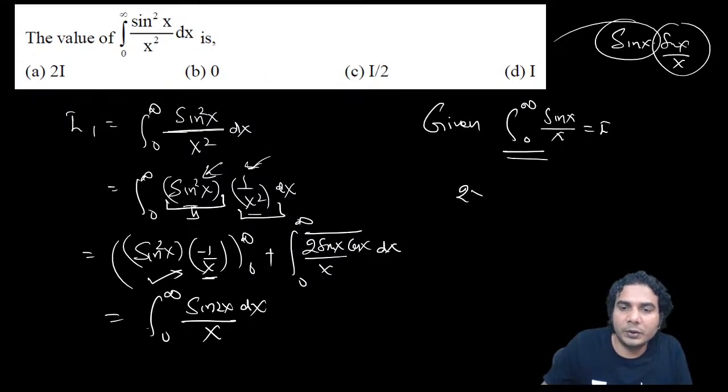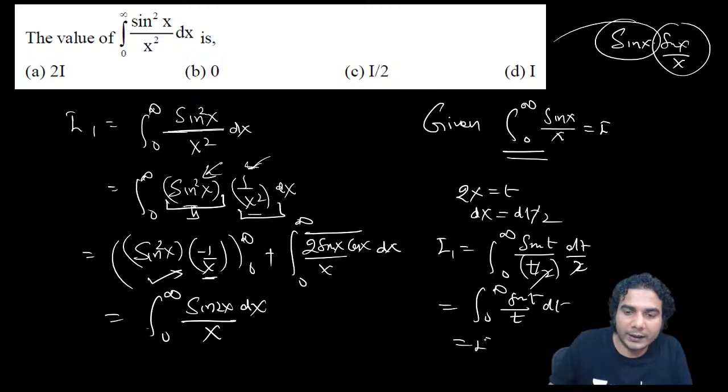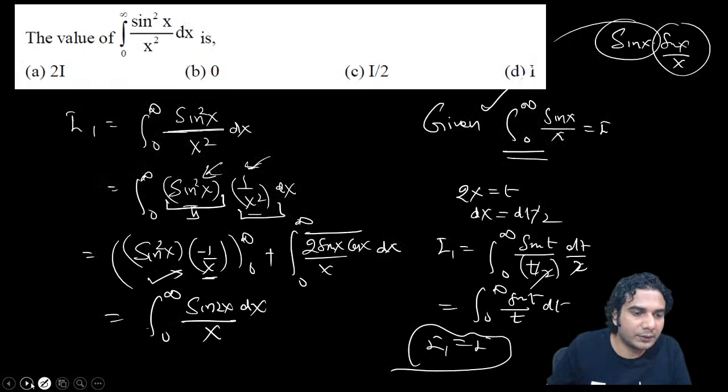Okay, you do it. You put 2x is equal to t, then dx will be dt by 2, and this I1 is going to be 0 to infinity only, limits will remain same. This will become sine t, and this will become t by 2, and this will become dt by 2. So 2 and 2 will get cancelled, and this is nothing but 0 to infinity sine t upon t dt, which is nothing but I. So I1 is coming out to be I again, okay? So in this case, answer is D option. So D is the correct answer.